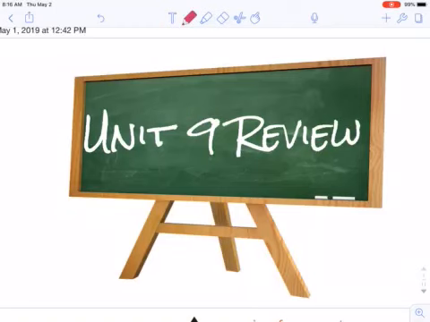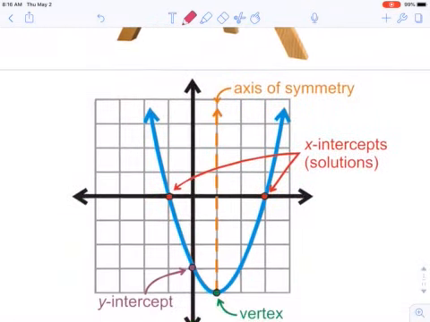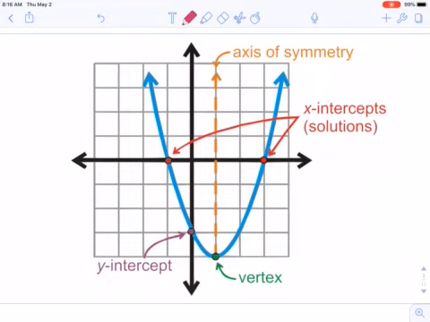Okay, Unit 9 was all about quadratic functions. This was our first introduction to the quadratic function family and all of its parts. So here is a beautiful little visual of the parts of a quadratic. We have this orange line that is the axis of symmetry, also sometimes called the line of symmetry. It splits the quadratic in half.